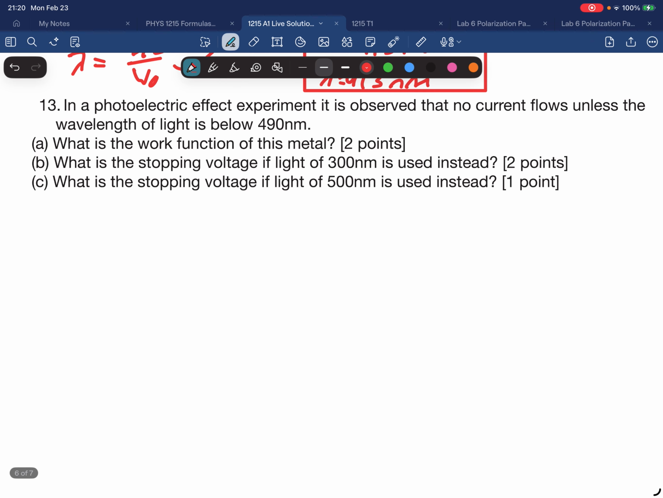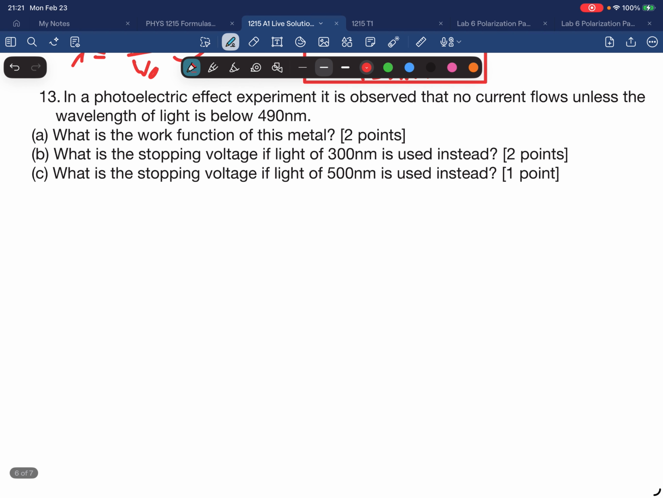Last question here. In a photoelectric effect experiment, it is observed that no current flows unless the wavelength of light is below 490 nanometers. Part A. What is the work function of this metal?